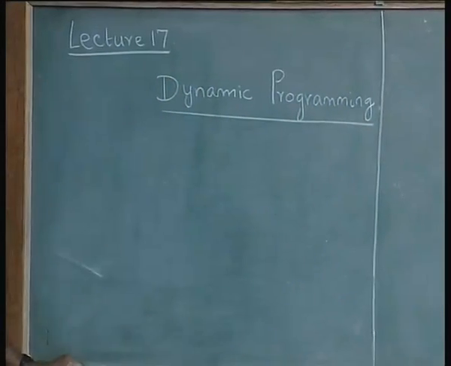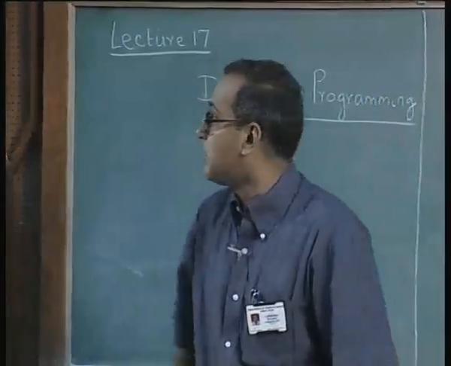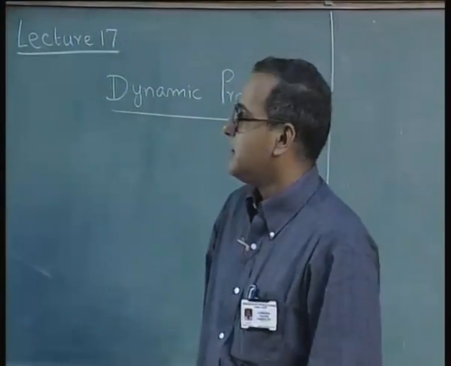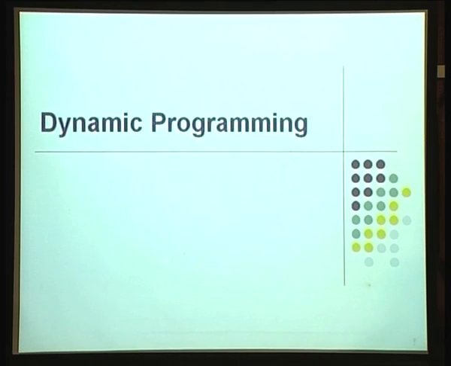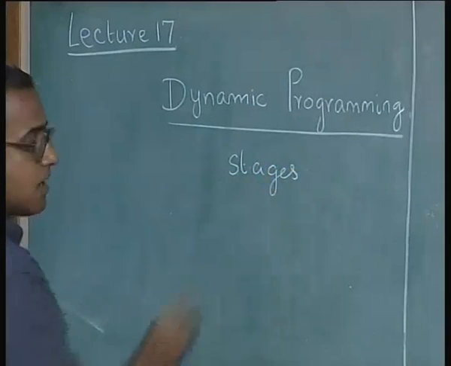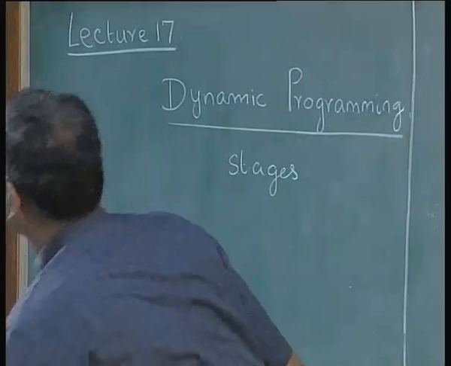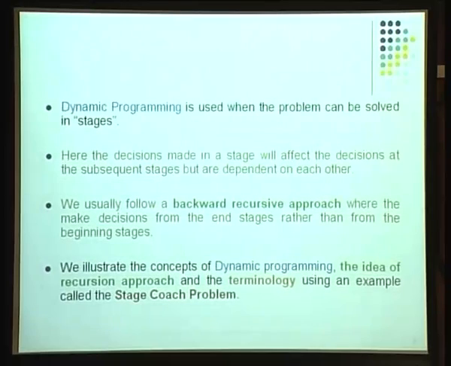Now under dynamic programming we are going to solve different examples to show you the various terminology that is associated with DP. In dynamic programming we divide the problem into several stages and solve the problem for each stage. Dynamic programming is used when the given problem can be solved in stages. Here the decisions made in a particular stage will affect the decisions at the subsequent stages, so they are dependent on one another.